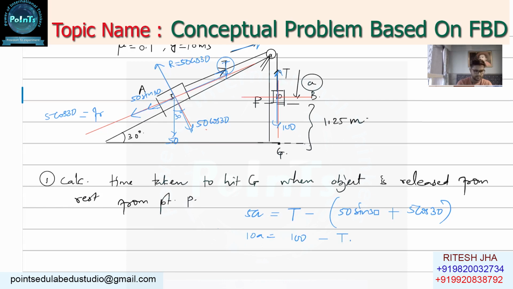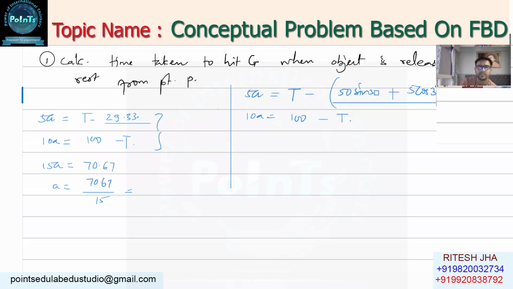What's the best way to do this? It's just to subtract things. Can you please tell me the answer for this one? Oh, 70.67 divided by 15. What is it?